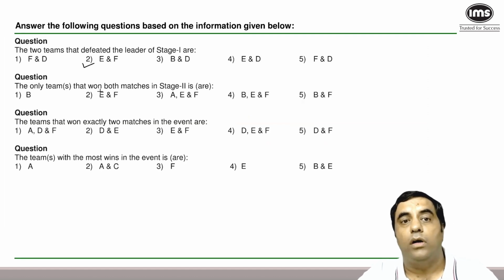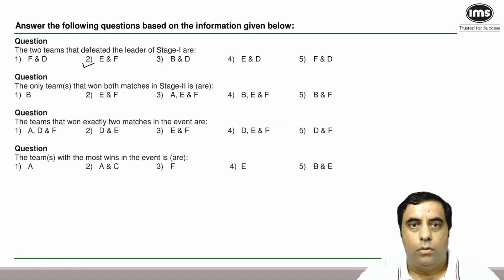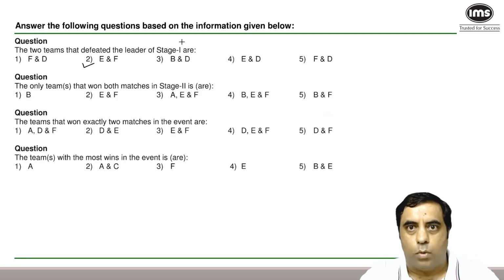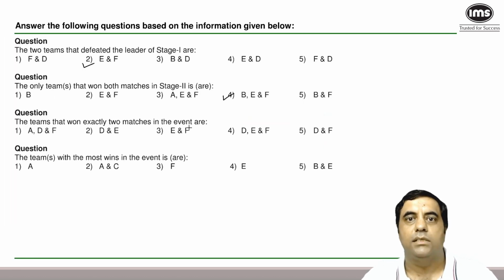The only team or teams that won both the matches in stage 2 are. Now, in stage 2, the teams that have won both matches: one is B, the other is E, and the third is F. So BEF as 1, that means option number 4 is the answer.